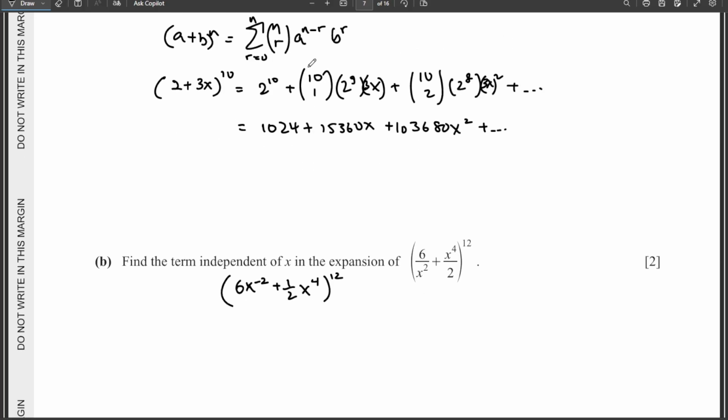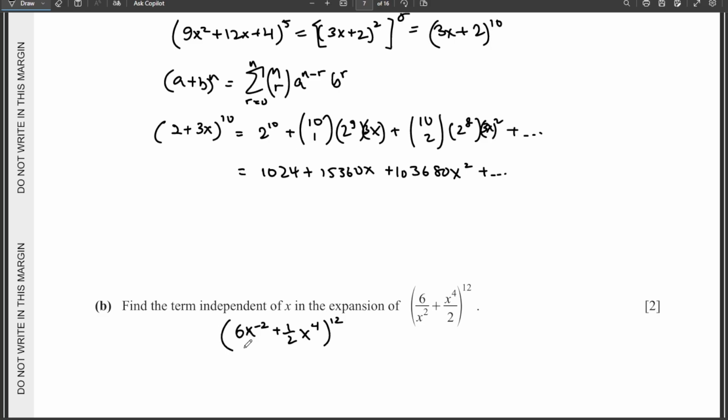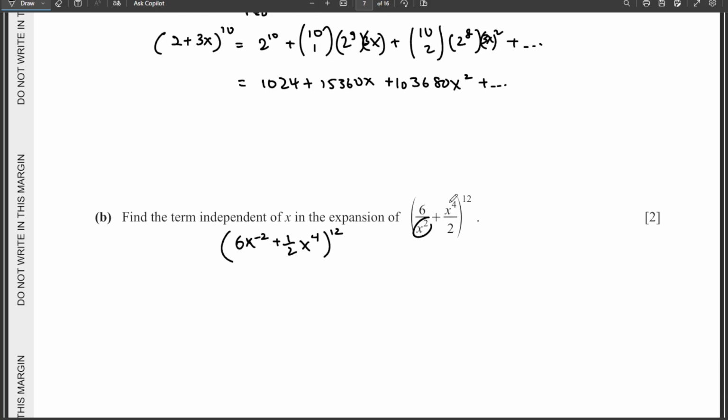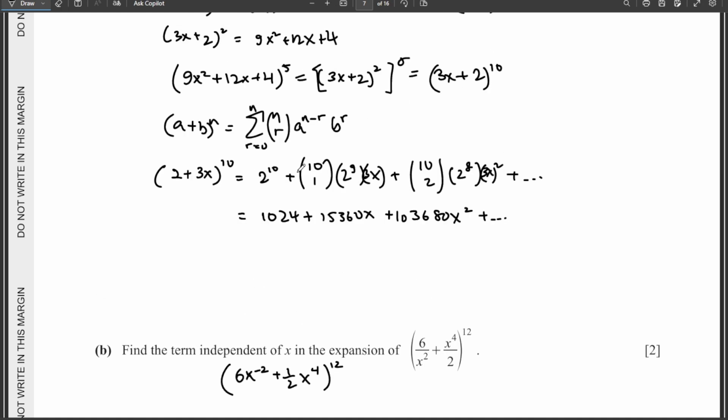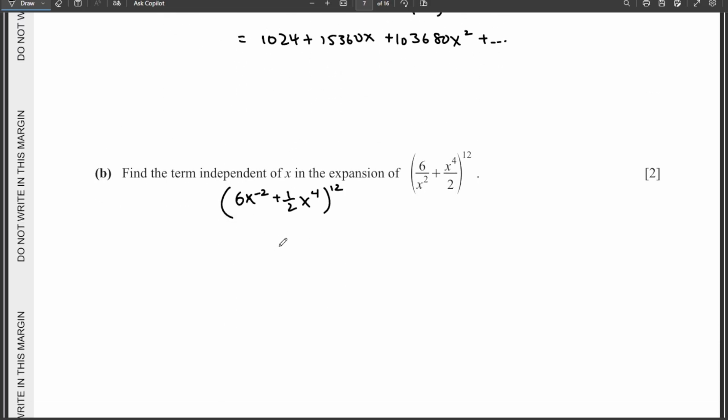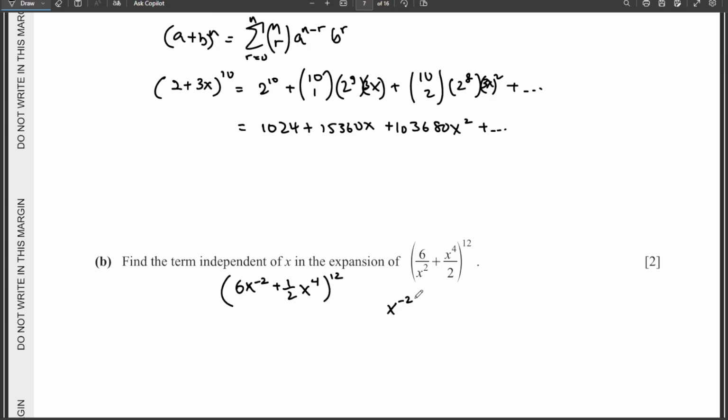Which in this case, our a here is 6x to the power of negative 2, b is half x power of 4. But the coefficients don't change whether the x will be independent or not. So I'm just going to look at the ones with the variable, and I'll ignore the combination. So how our thing is going to multiply is x power negative 2 to the power of n minus r multiplied together with, okay, our n in this case is 12 already, so 12 minus r multiplied with x power 4 power of r.